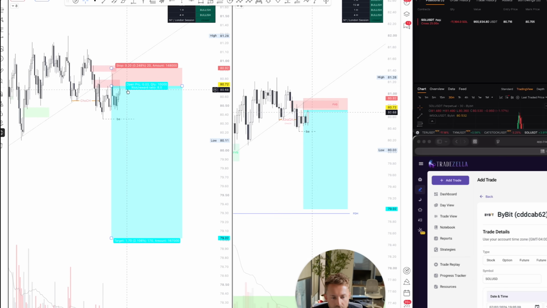All right, so we're starting to come back up to entry here. So what I'm going to do is just step away and allow this trade to sort of play out, and then we're going to check in to see how it goes.